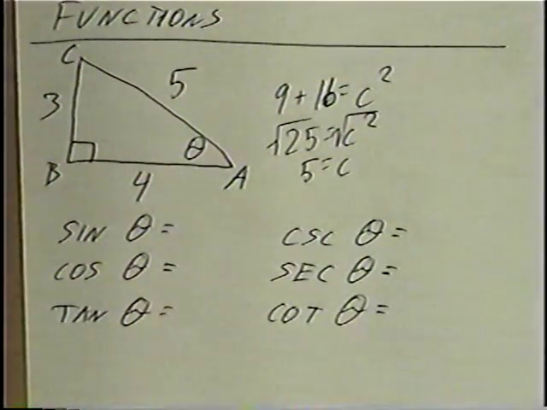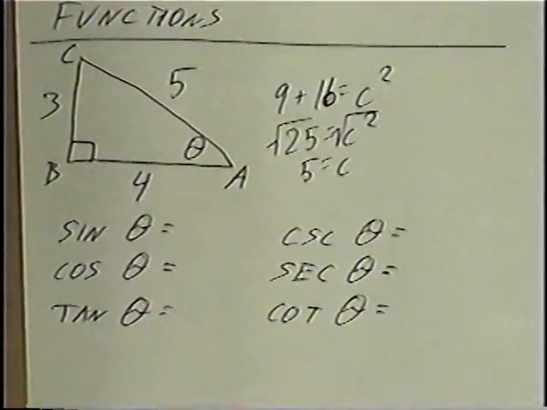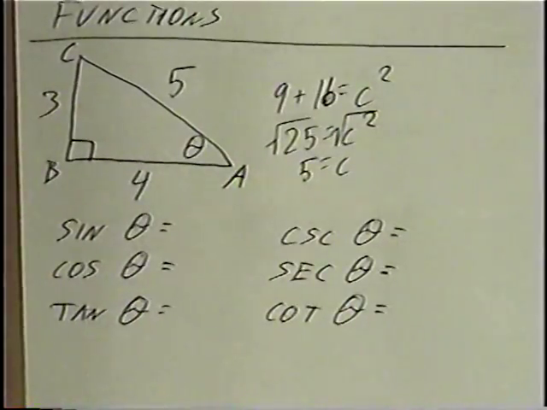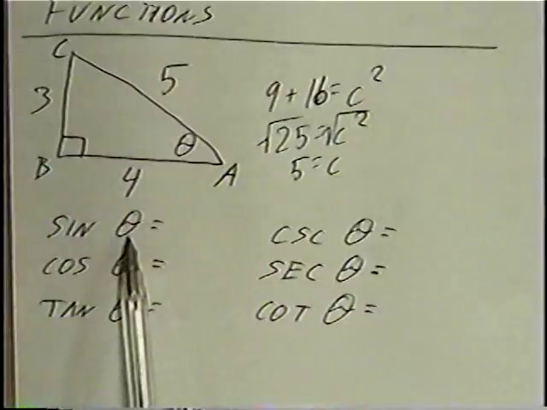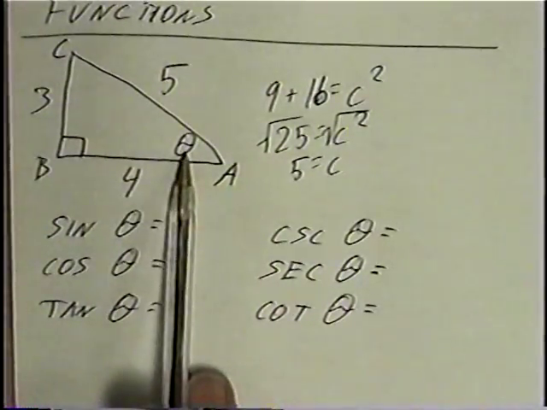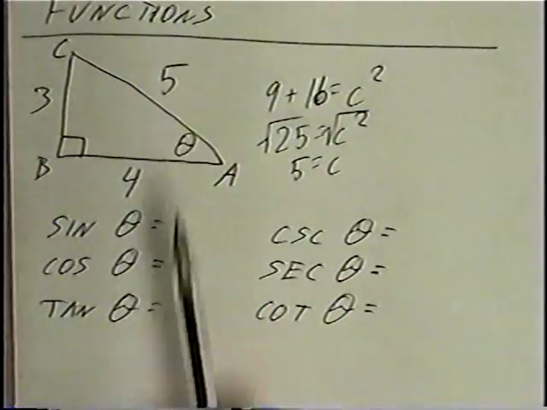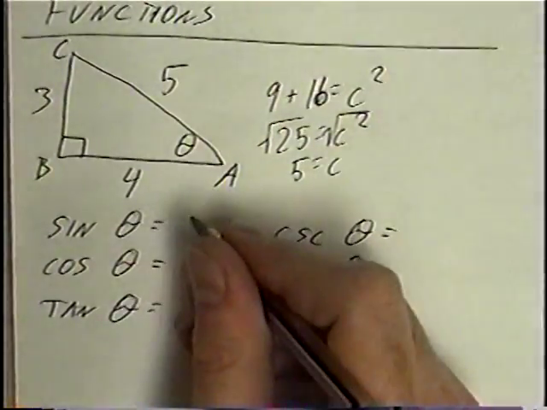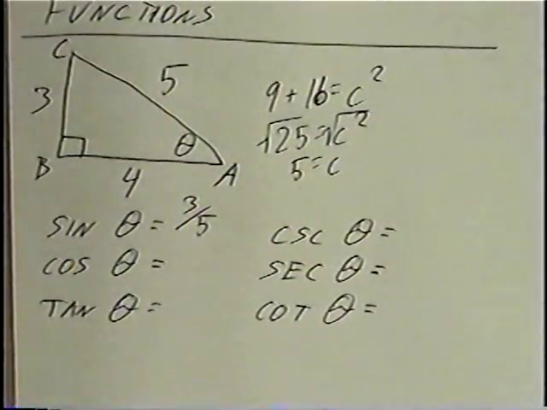The 6 trig functions again are sine, cosine, and tangent, and also cosecant, secant, and cotangent. If you remember from previous math classes, sine of theta, sine is opposite over hypotenuse. So using the angle theta, opposite would be 3, and the hypotenuse would be 5. So the sine of theta would be 3 over 5, or 3/5.